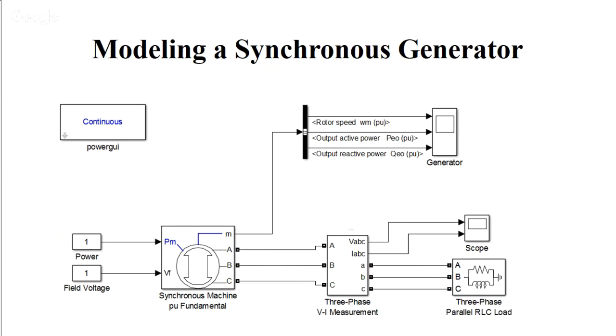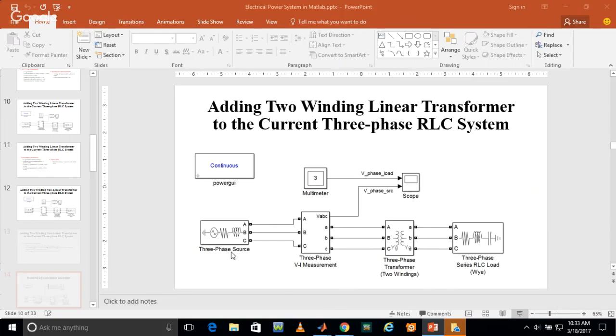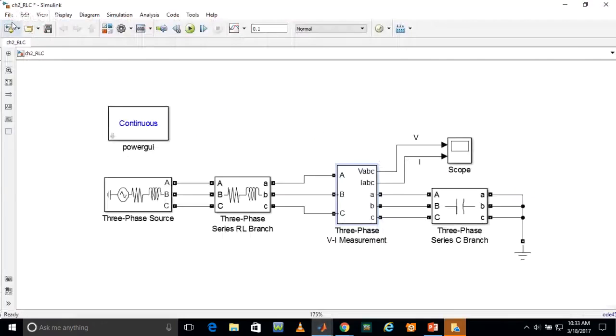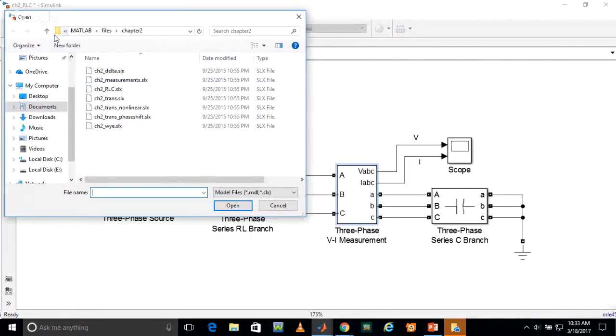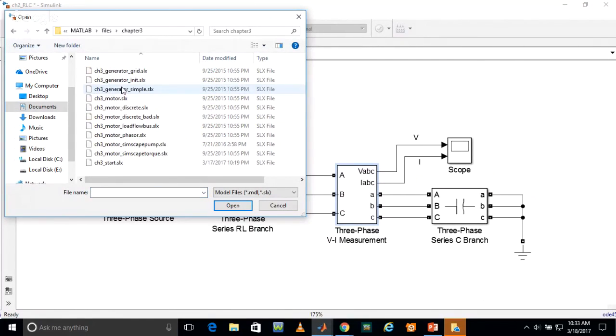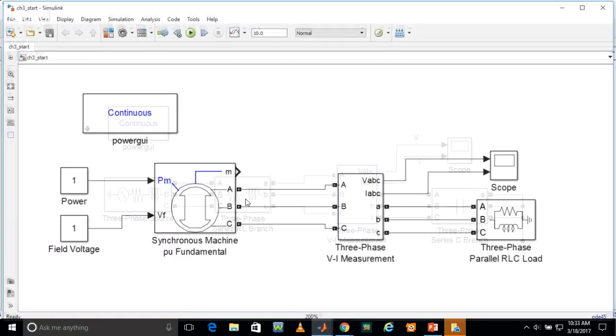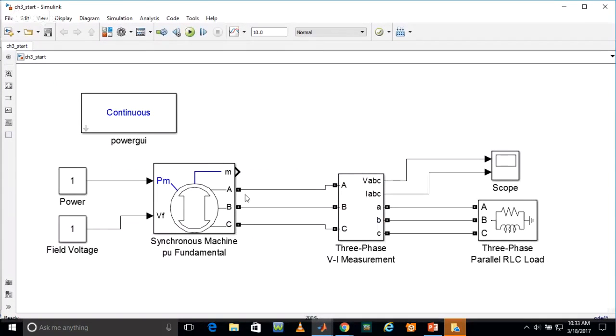In this you have seen the three-phase parallel RLC load is there and the three-phase VI measurement is there. We just have to connect what? Synchronous machine PU fundamental. This machine we have to connect, which is working as a generator. So again, we go for the same system. File, open, chapter 3, and we have the start circuit. And the moment we open this, this is how it looks.